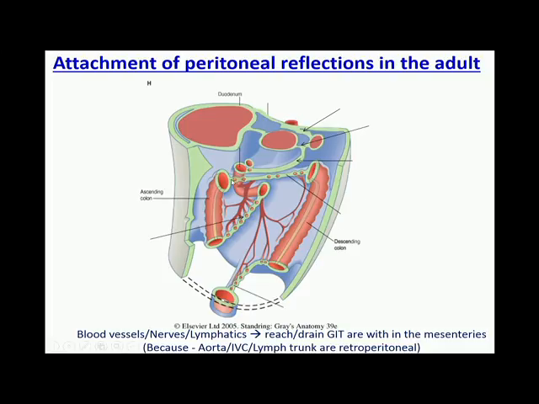Then, what is this? That's your stomach. What is that? Anyone? That's the greater omentum. Now you can see the greater omentum is formed by a double fold of peritoneum coming out from the greater curvature of the stomach. Okay, so that's the greater omentum.